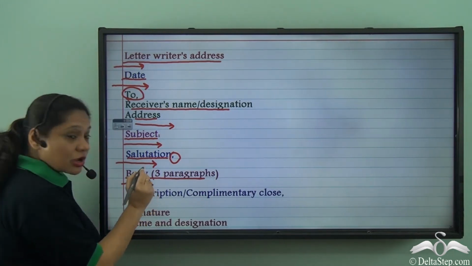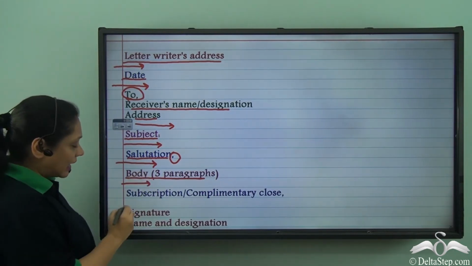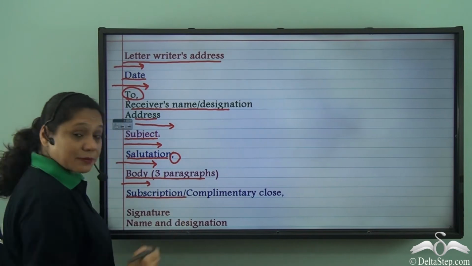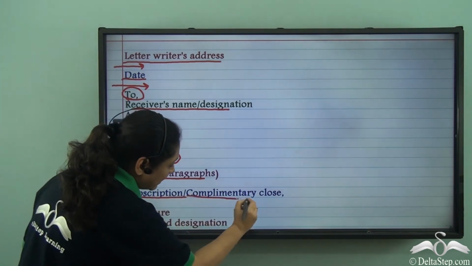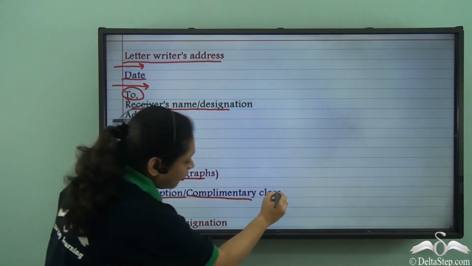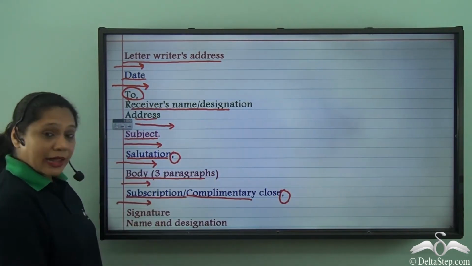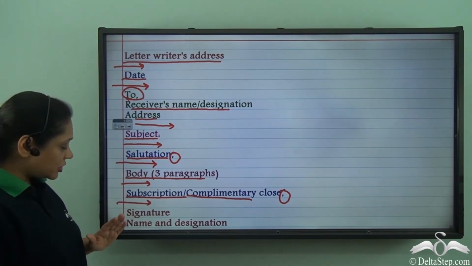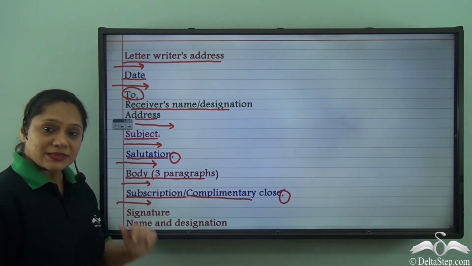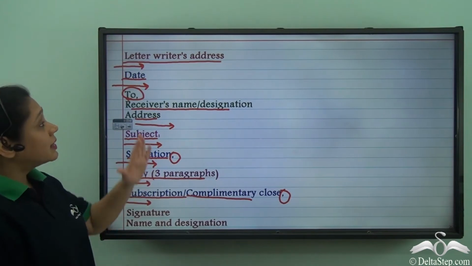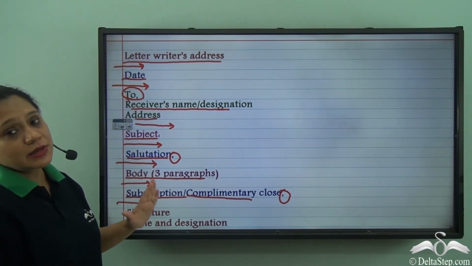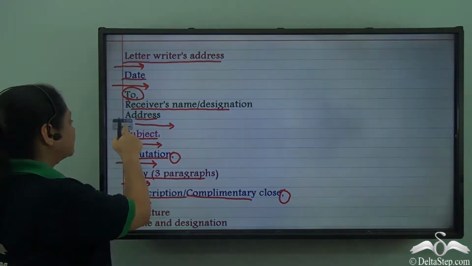Once you finish your content, leave a blank line and then write your subscription or the complimentary clause of your letter followed by a comma. Then leave a blank line followed by your signature and then your name and designation. Now you will notice that all these things are written aligned to the left.